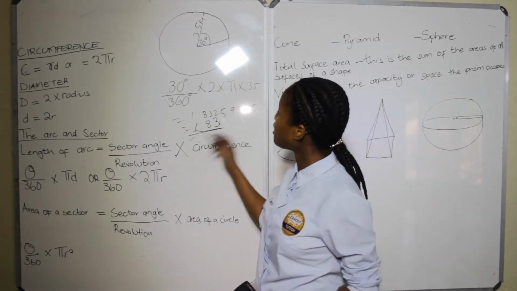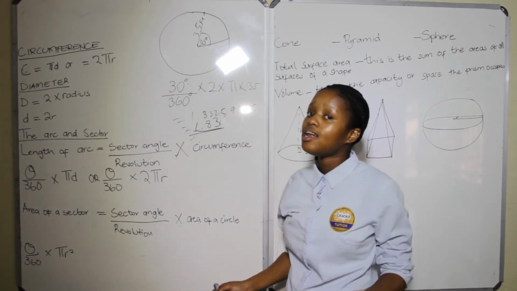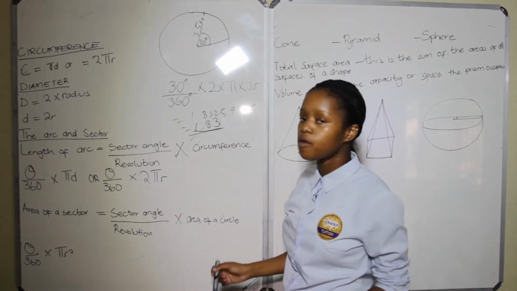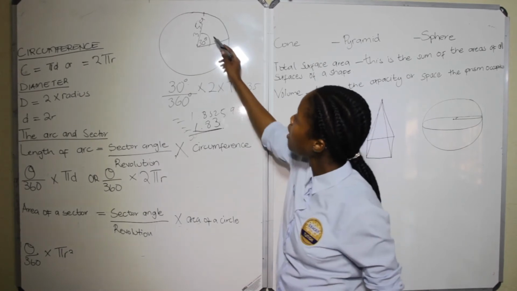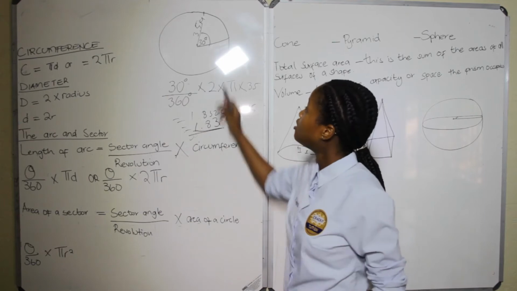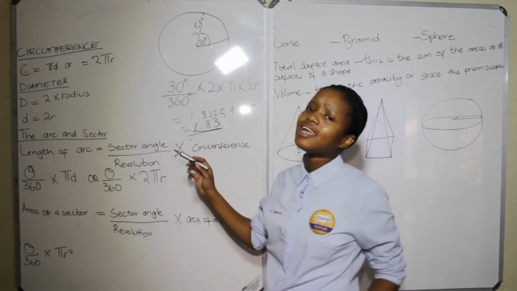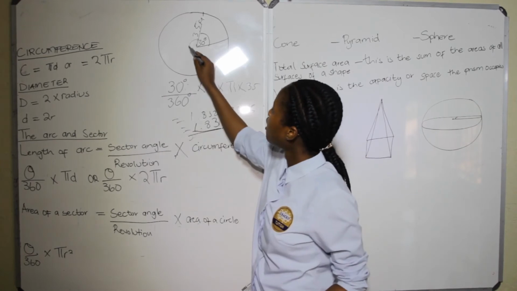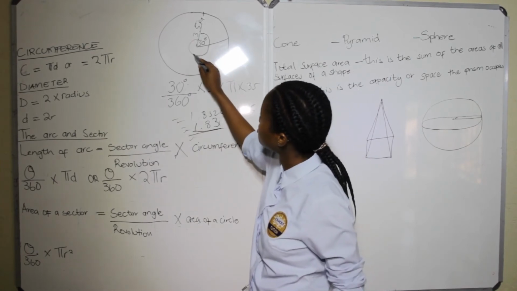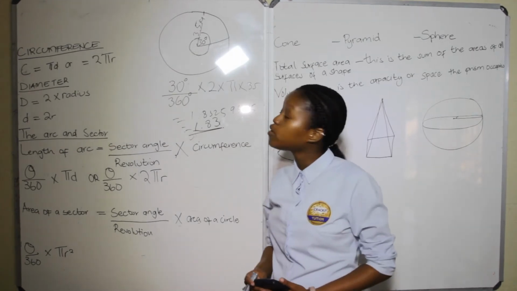So in this case, we have the length of the minor arc. What if they said length of the major arc? What are we going to do? We already have the degrees of the minor arc, the angle of the minor arc. So what are we going to do to find the angle of the major arc, which is this side? Right? What are we going to do?